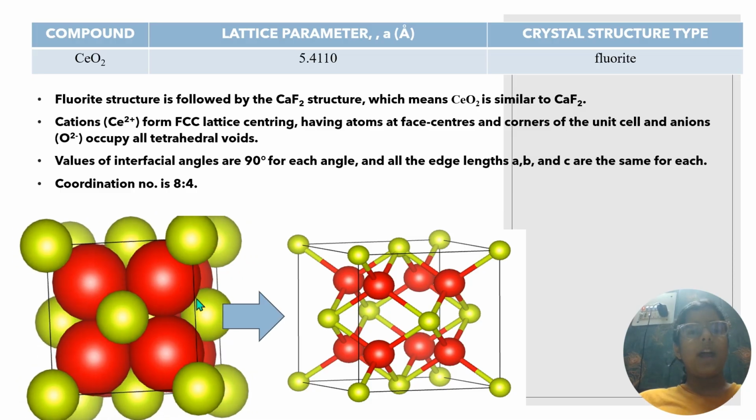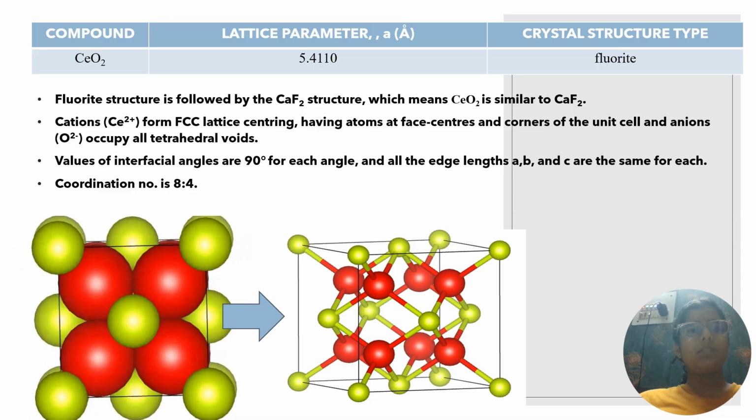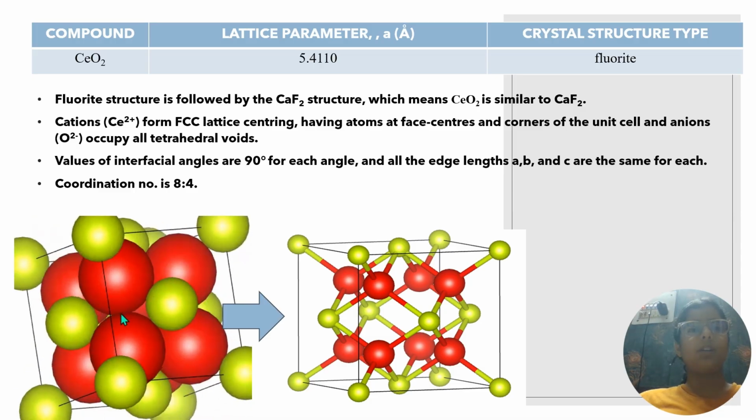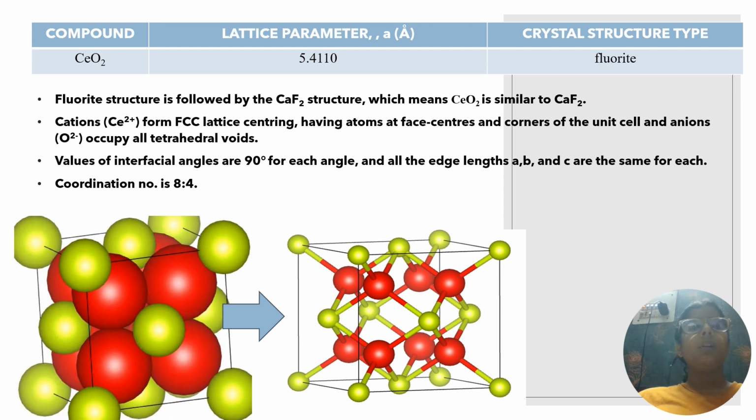And the tetrahedral formed by these three face centers and a corner atom gives the tetrahedral void in which the atom is present, which is the anion.